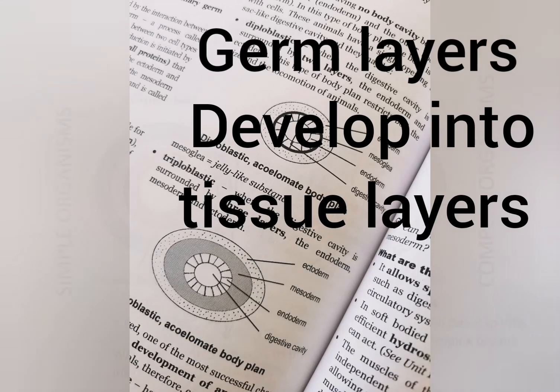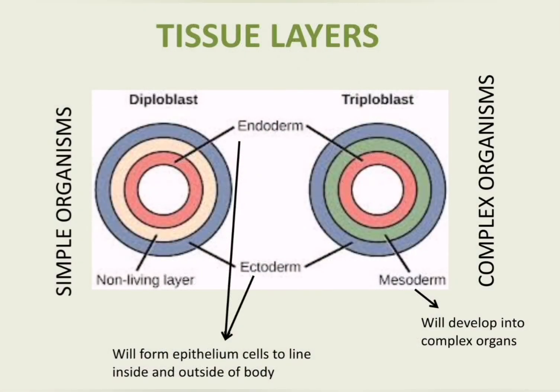So some organisms are called diploblastic because when they develop embryonically, they develop from only 2 layers, hence the word diplo. Other organisms are called triploblastic because they develop from 3 layers. So triplo means 3. You can see in the picture on the left, the diploblast organism has a blue layer called the ectoderm and another layer on the inside called the endoderm. So it's diploblastic because it's got 2 layers, the endo and the ectoderm.